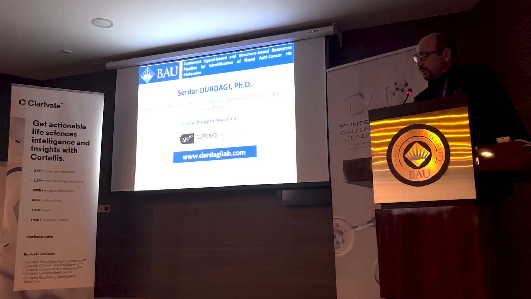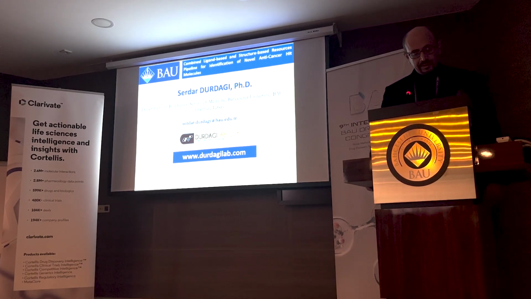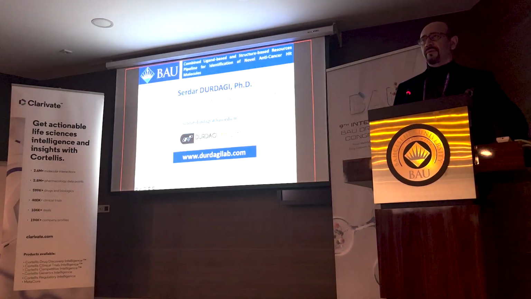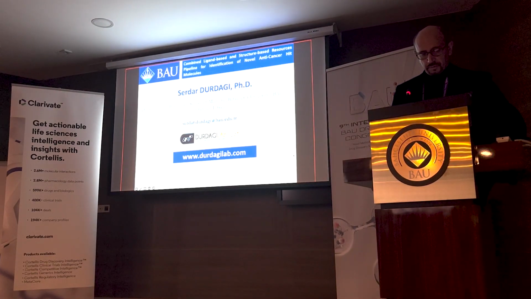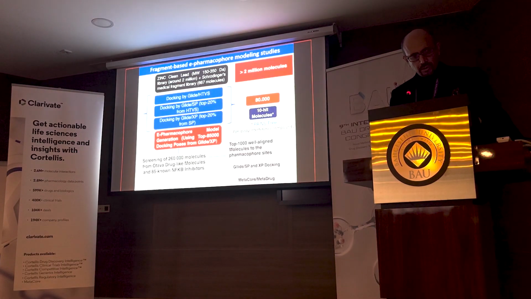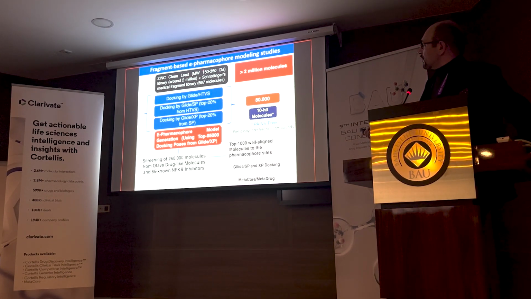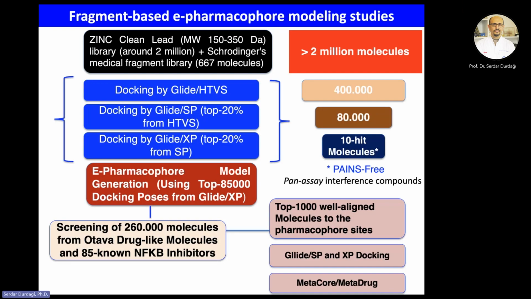I would like to give a couple of examples where our laboratory has used Metacore MetaDrug to identify small molecules against different problems. The first algorithm I would like to show you is a fragment-based structure pharmacophore modeling study. In this case, we used around 2 million clean ZINC fragment-based library molecules, with molecular weight of up to 150 Dalton, and Schrödinger's fragment library of 667 molecules.